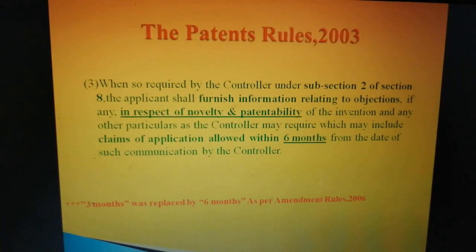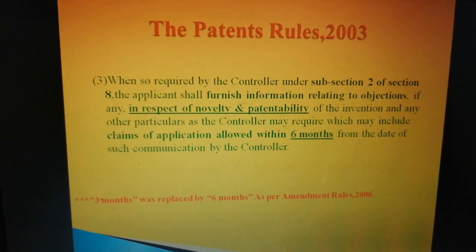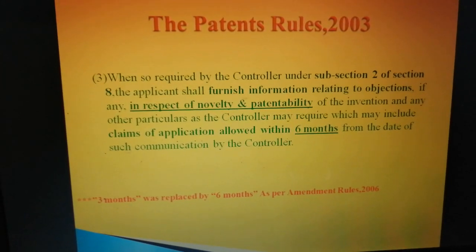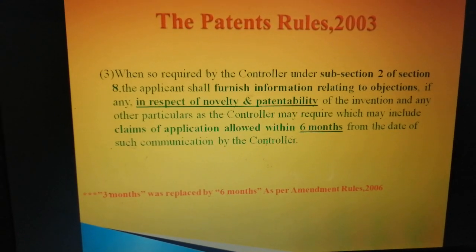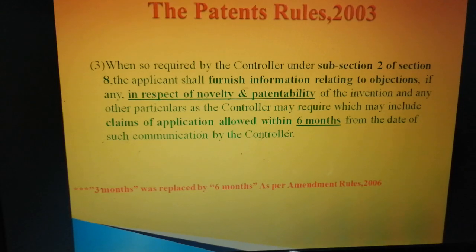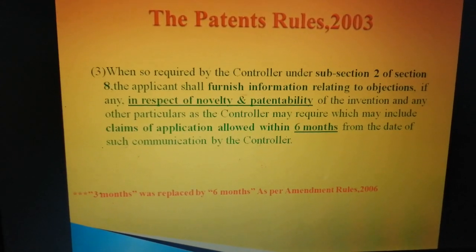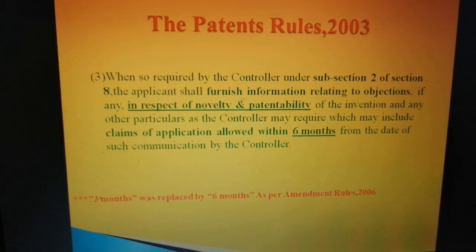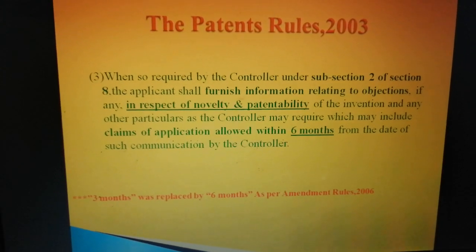This sub rule says that if something is required by the controller, that means if the controller demands some documents, then as per subsection 2 of section 8, the applicant shall furnish information relating to objections. Whatever objection is there, it will be mainly in respect of novelty and patentability of the invention, and any other particulars as the controller desires, that may include claims of applications also, and all these things are allowed within 6 months from the date of such communication by the controller.